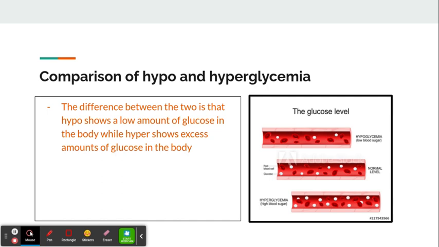Comparison of hypo and hyperglycemia. The difference between the two is that hypo shows a low amount of glucose in the body, while hyper shows excess amounts of glucose in the body. In this picture, it shows their glucose level for each condition: hypoglycemia with the low blood sugar, a normal level with no condition, and also hyperglycemia with a high blood sugar.